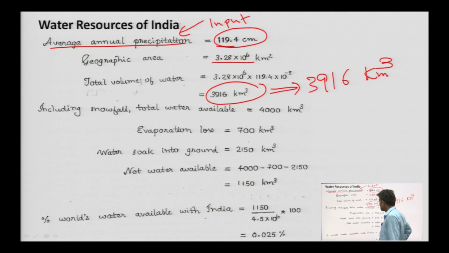So, this much water is available to us through precipitation. And since we know that this available water has to go through certain losses.